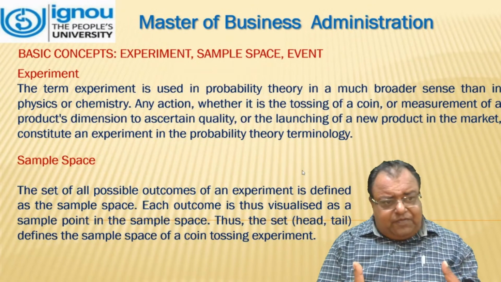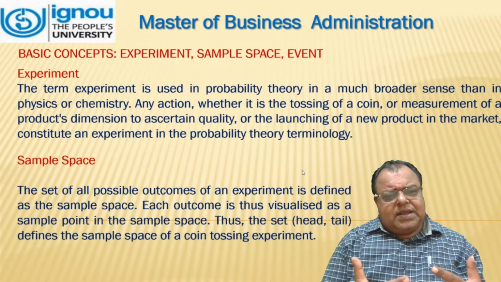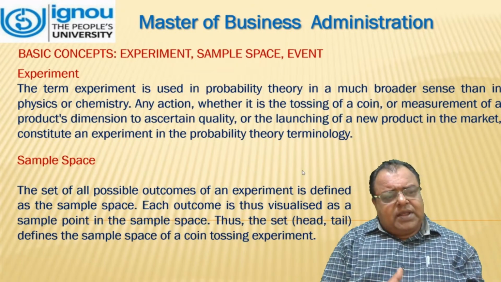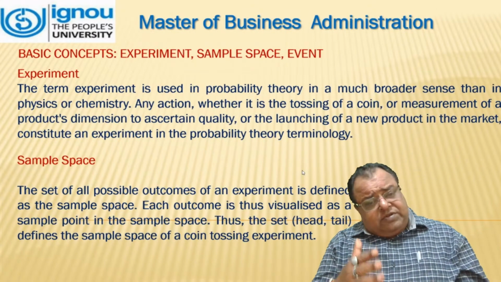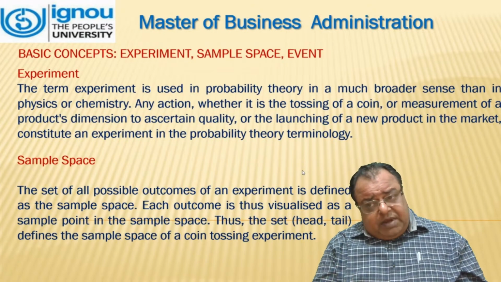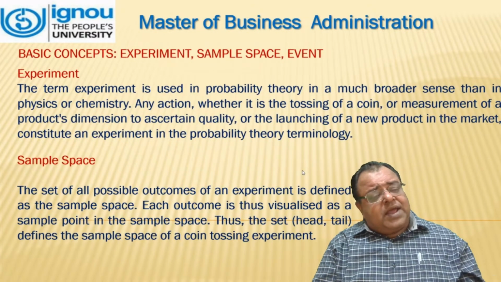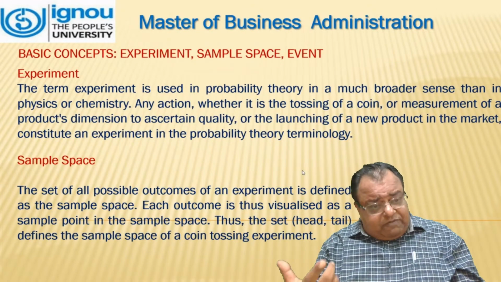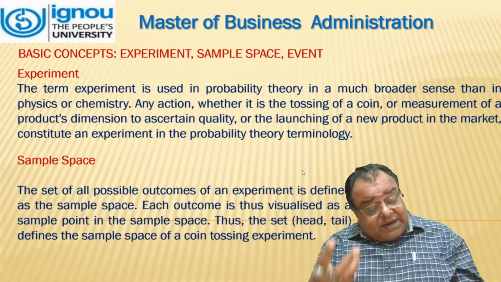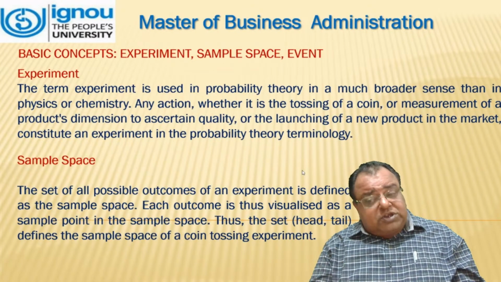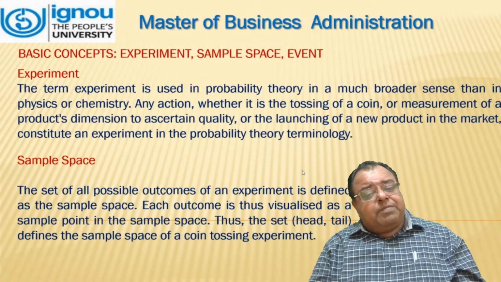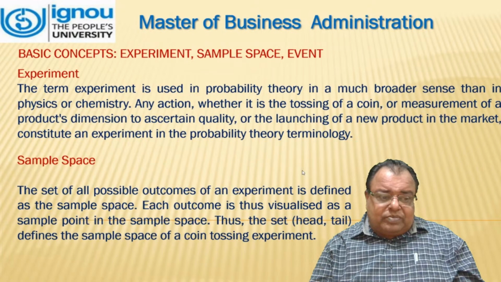Now, what are the basic terminologies we use in probability? First of all, it is the experiment. The term experiment is used in probability theory in a much broader sense than in physics or chemistry. Any action, whether it is tossing of a coin, measurement of a product's dimension to ascertain its quality, or the launching of a new product in the market, constitutes an experiment in probability theory terminology.